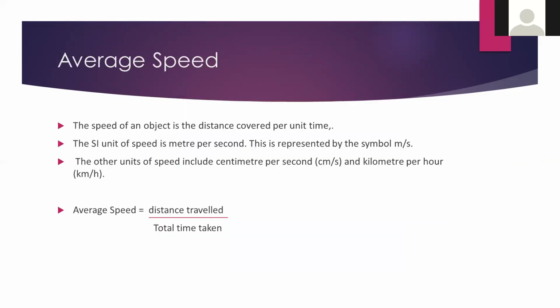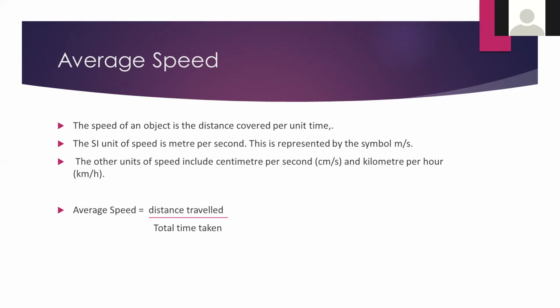Okay. Now average speed. We are very much familiar with the word speed. Speed is equal to distance by time, the distance covered per unit time. The unit of speed is meter per second or kilometer per hour. The average speed is the distance traveled by the total time taken.